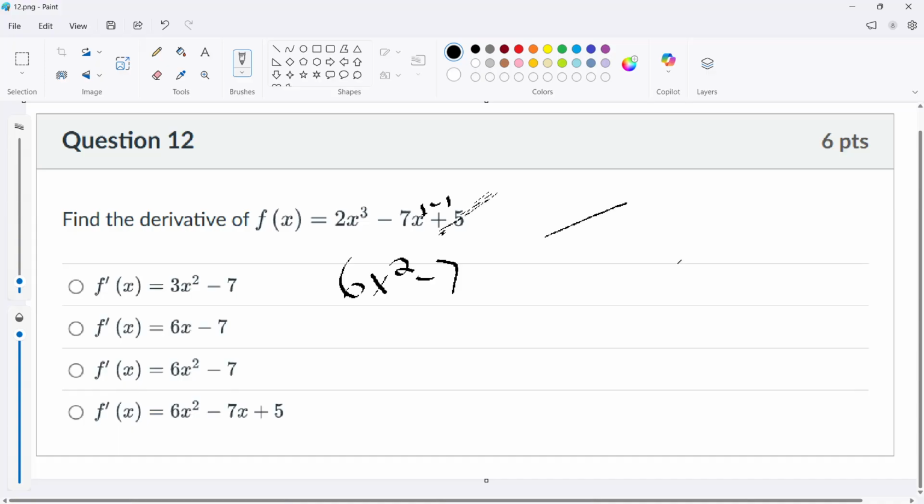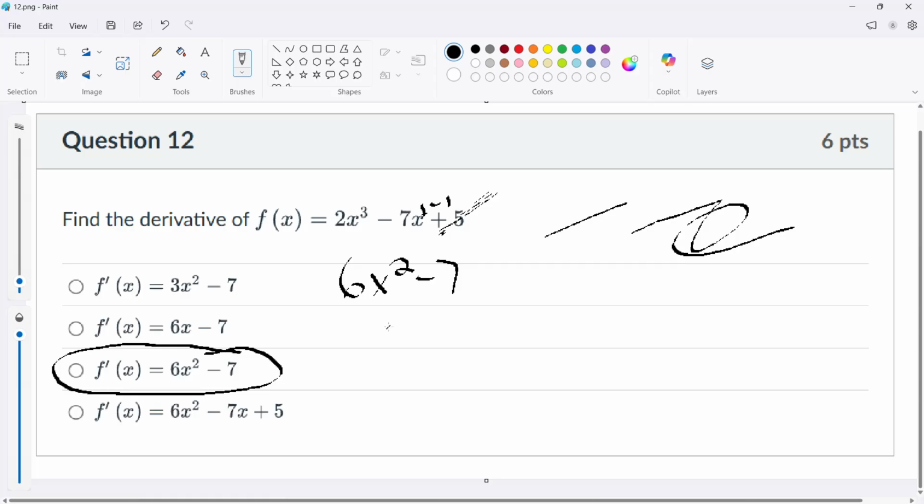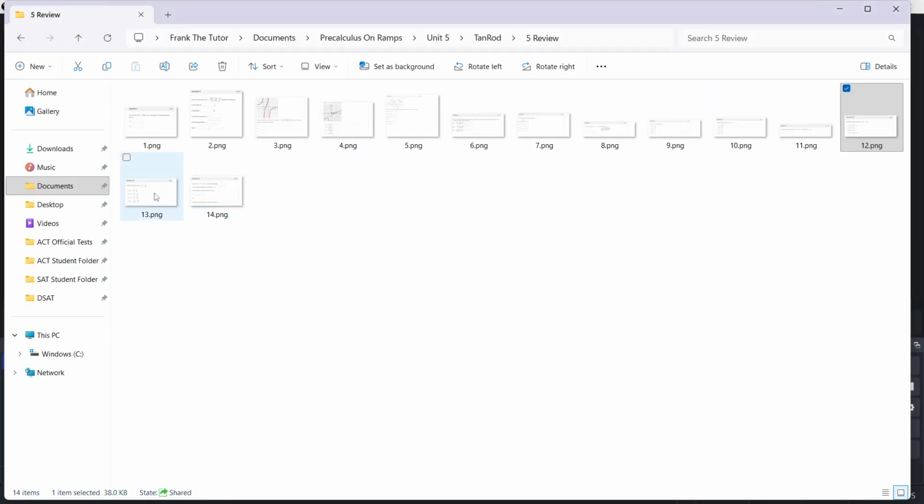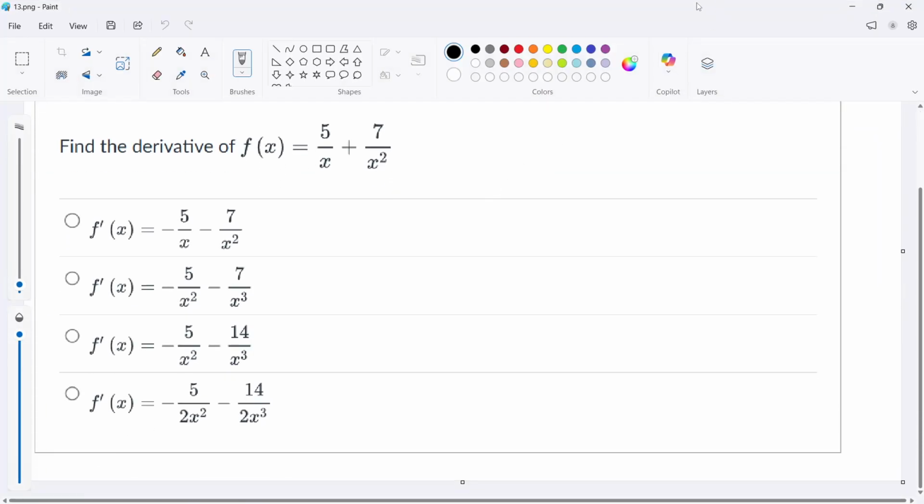So the answer to this, I'm not getting a good draw on my pen here for some reason, the answer to this is 6x squared minus 7. That's the derivative. Okay, that's number 12. I need number 13 now. These all have to do with derivatives.